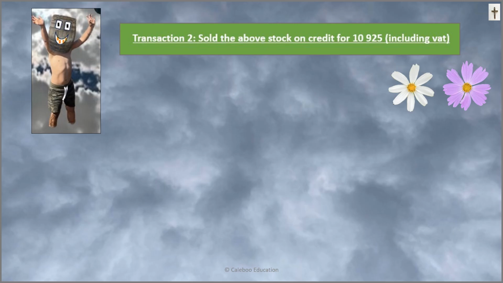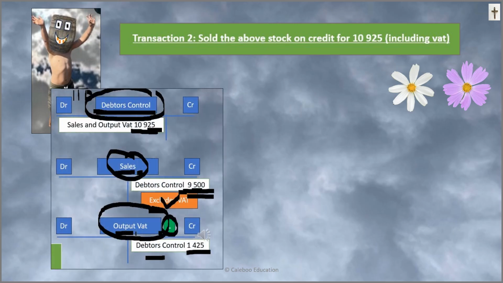Did I make a mistake, boy? Let's check what mistake I made. In the previous slide, I did actually refer to this 9,500 under sales as the VAT amount. I carelessly did that, so I'm just quickly going to point out exactly what each amount is.